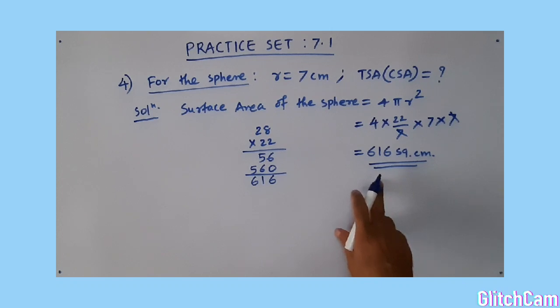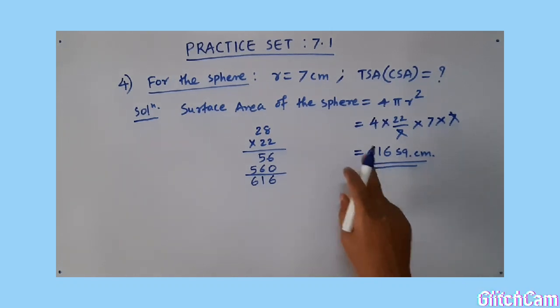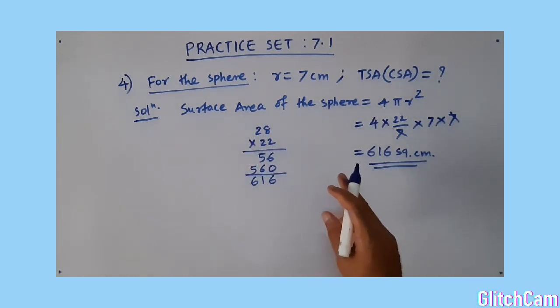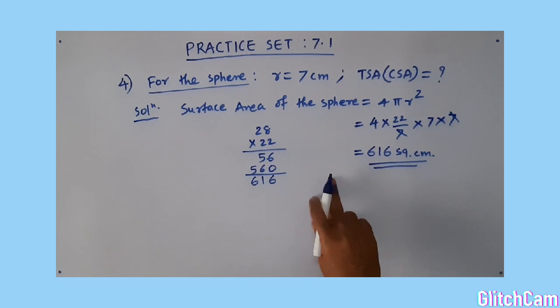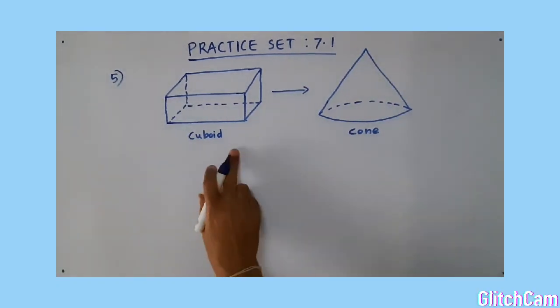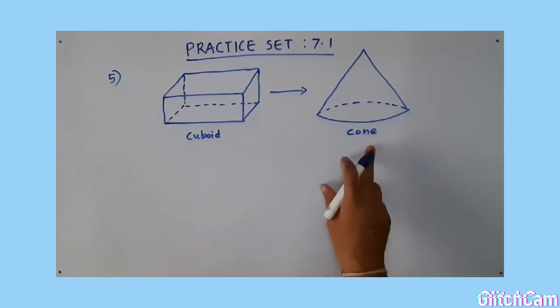These are very simple sums. Be fast with the calculation. You should do fast calculation. Also remember the formula of each and every figure which we have discussed in the first lecture. Let's go for the fifth sum now. Students, sums like the fifth sum are very important sums. Here they have given a conversion. A cuboid is converted into a cone.